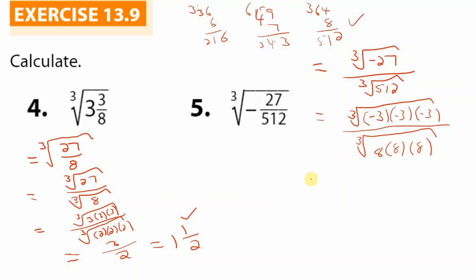Cube root. We keep one of each three sum. So we have a negative 3 at the top. We have 8 at the bottom. It's a proper fraction. I can't see anything that goes into 3 as well as 8. So this is the final answer.